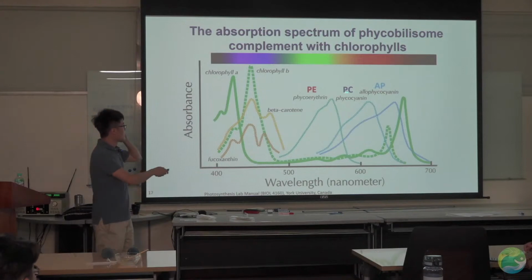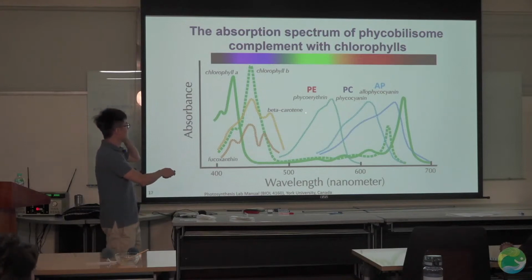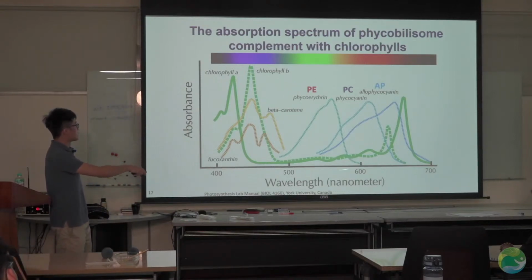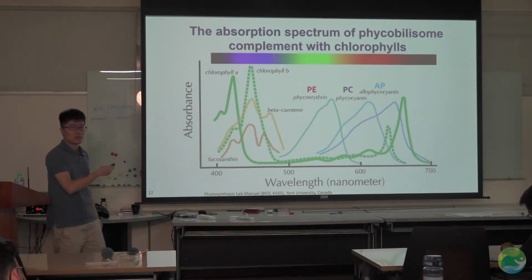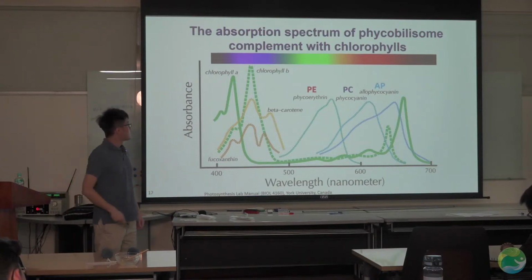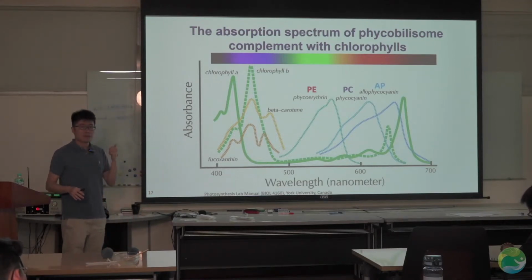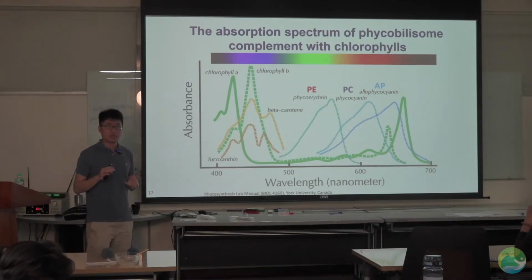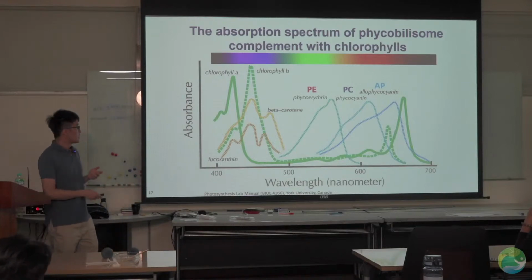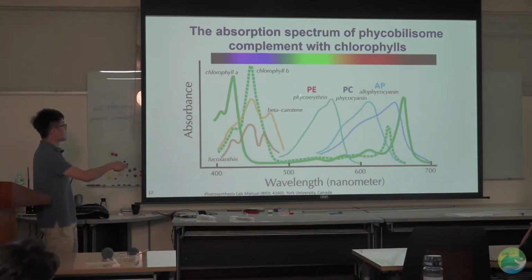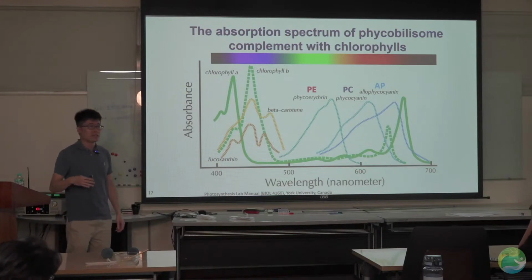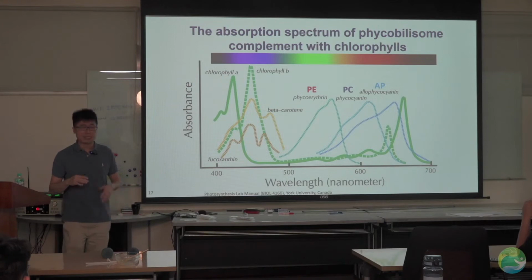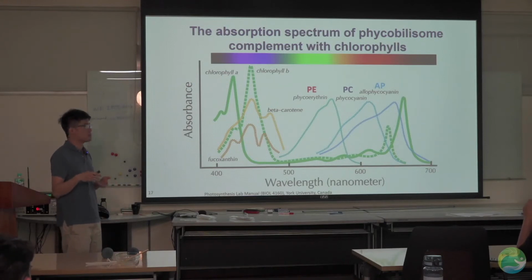But with the help of phycobilisomes, phycoerythrin, phycocyanin, allophycocyanin, they can harvest light in this range of green and yellow and orange. So that's why from the slides in the beginning, you'll see some cyanobacteria look brownish, because they produce phycoerythrins and harvest the green portions of light. So they almost harvest all light in the visible spectrum. That's why they look pretty brownish or even black.